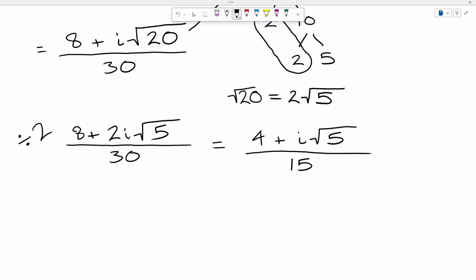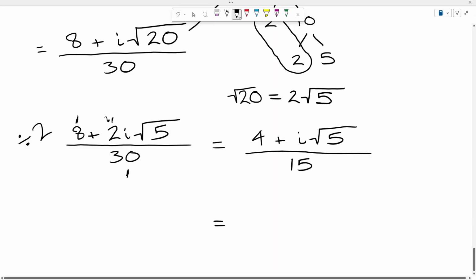And we were only able to do that because we could take it by the 8, by the 2, and by the 30. Again, we don't have to worry about the square root. That's under the square root. That's separate. We're not worried about that. But since we were able to divide these 3 terms by the same thing, we were able to simplify that down to something a little bit nicer at least. So we have 4 plus i times the square root of 5 all over 15.